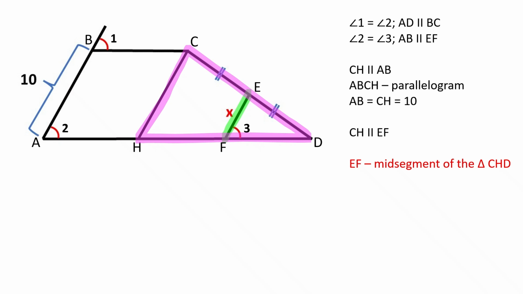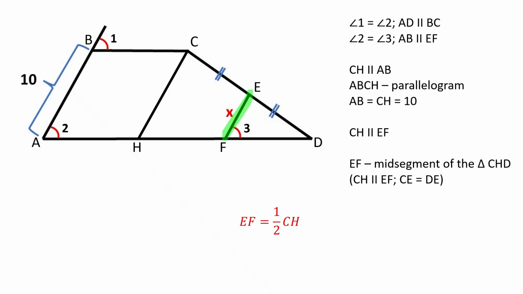EF is the mid-segment of the triangle CHD because CH is parallel to EF and CE is equal to DE. The triangle mid-segment connects the midpoints of two sides of a triangle, is parallel to the third side of a triangle, and is half of the length of the third side. Therefore, EF is equal to half of CH. EF is equal to 5.